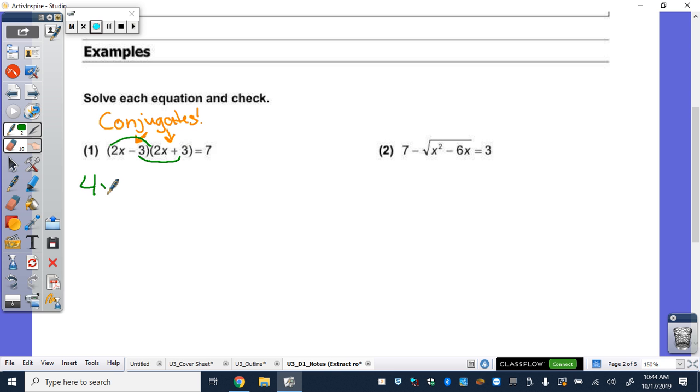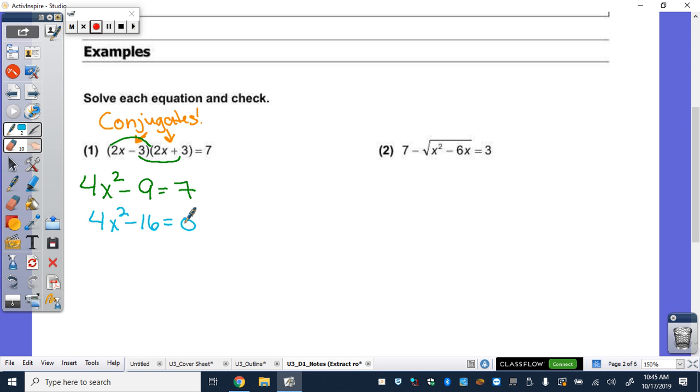2x times 2x gives me 4x squared. Negative 3 times positive 3 gives me negative 9. Now, yes, we could solve this one like we did on the front, but I want to practice factoring. So we're going to do this using factoring. So I'm going to subtract my 7 over, because in order to factor, it's got to be equal to a 0. It's what we call our standard form.